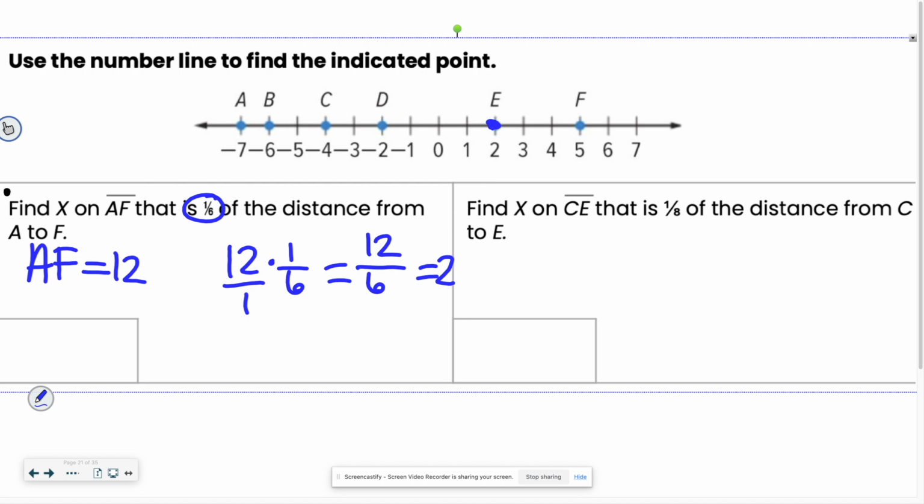Because it's a distance. Yes, that's a distance, so we have to go 2 away from A towards F. 1, 2. So we do end up at -5. Awesome.